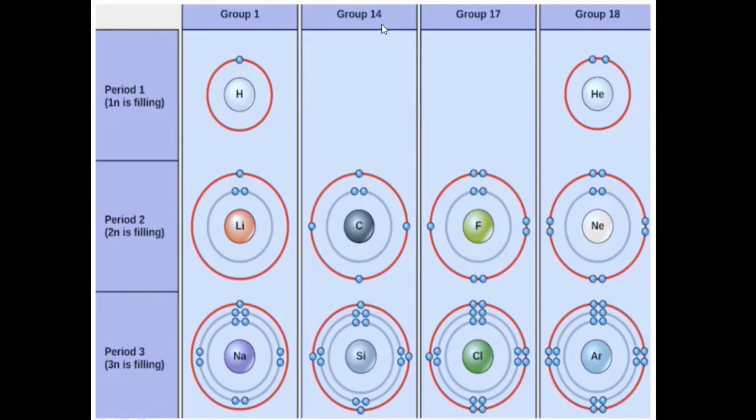Likewise, you have group 14. The characteristic of this group, the carbon family, is that they will have 4 electrons in the outermost shell: 1, 2, 3, 4. Since it belongs to period 2, it will have 2 shells. This is 1 and this is 2. The center is the nucleus of an atom.